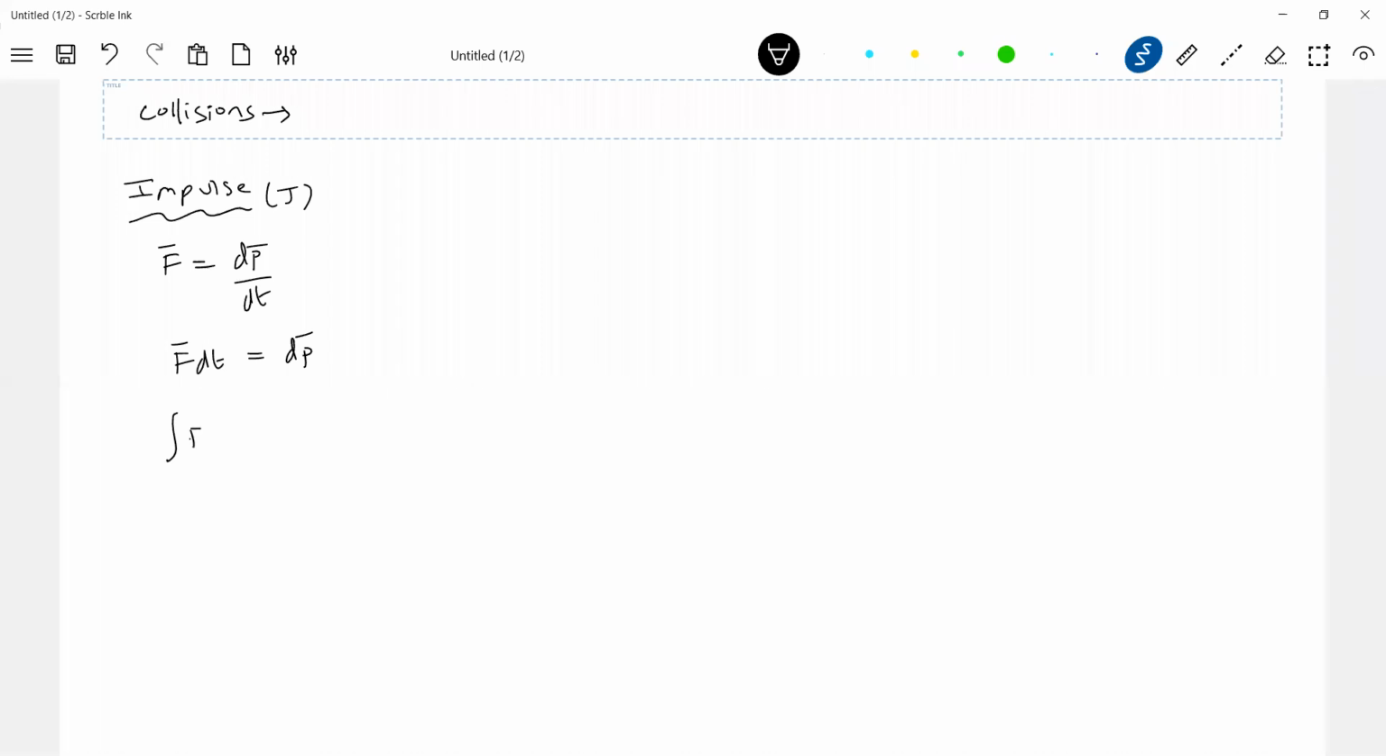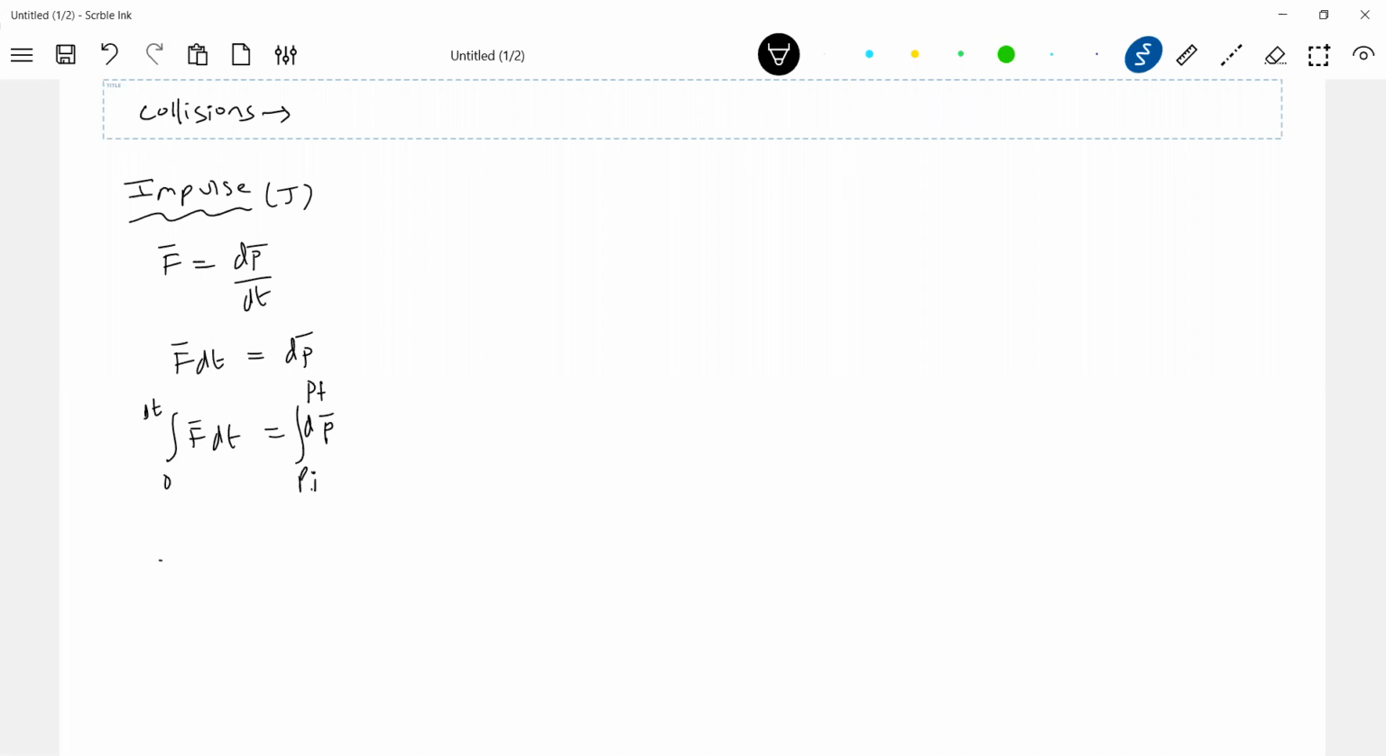Let me integrate on both sides. The integral of F bar dt is equal to dp bar. Then this is the interval of time, so 0 to delta t, you write it. This interval will be very small. This will be pi to pf. Initial momentum of system, let it be pi. Final momentum, let it be pf.